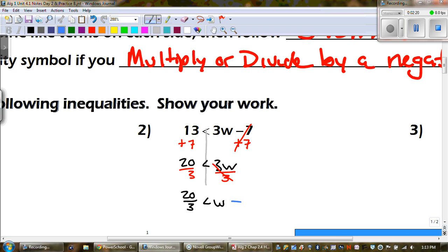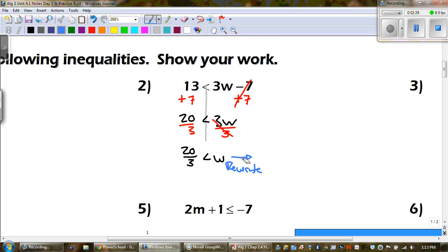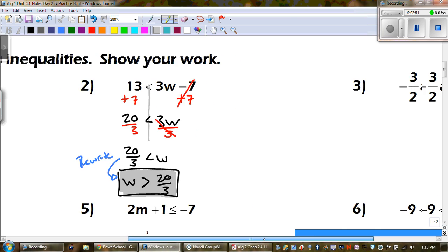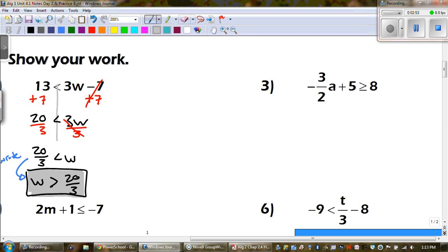Now, the only thing that we've got to do right here is we need to rewrite. Okay? Actually, yeah, I've got room below. So, we want to rewrite this. I want the w first and the 20 over 3 over here. Now the only thing is, which way is that inequality pointing at? Well, it's pointing at 20 over 3, so I want to make sure it stays that way. That way we didn't change anything. We just wrote it so the variable was first. Okay? So number 3.